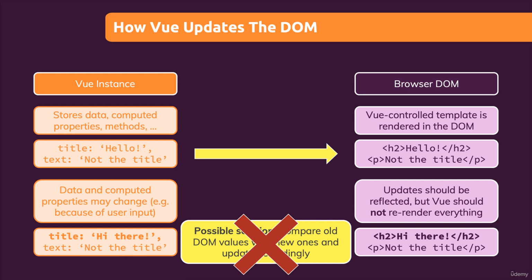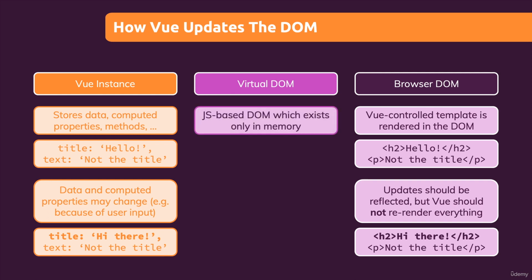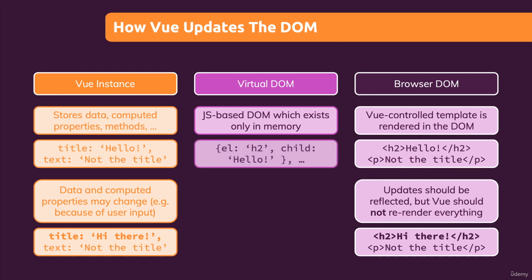Instead, as mentioned before, Vue uses a concept called the virtual DOM. It basically has a virtual copy of the real DOM, which is managed entirely in JavaScript and therefore in memory. It could look something like this: a bunch of JavaScript objects where Vue memorizes which HTML tag is needed and what the content of that tag is.